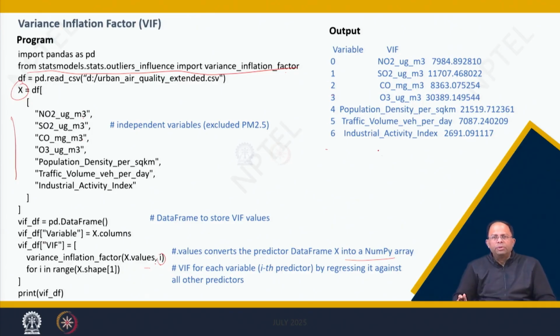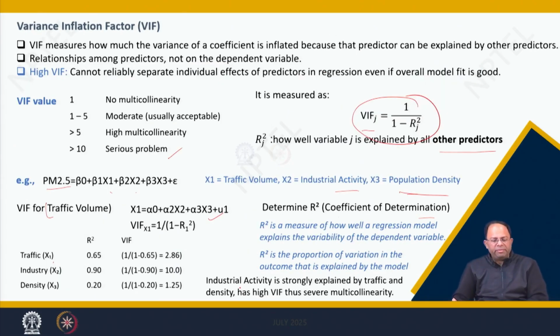Now coming to the output, we can see that we have the variables that got printed first: NO2, SO2, CO, O3, population density, traffic volume, industrial activity, and then the values of VIF are also given over here. So VIF is obtained for each variable by regressing it against all the other predictors, as we have discussed in the previous slide.